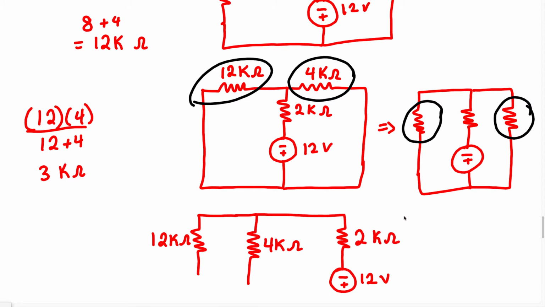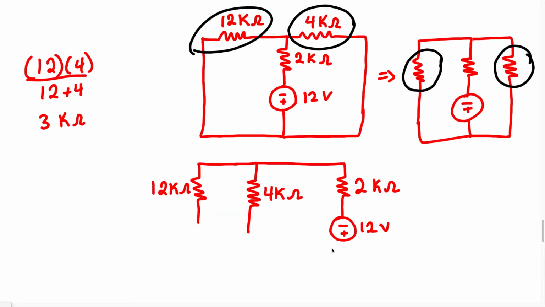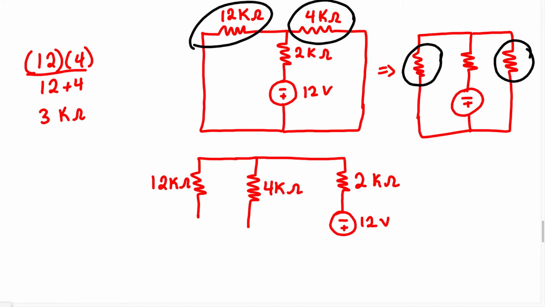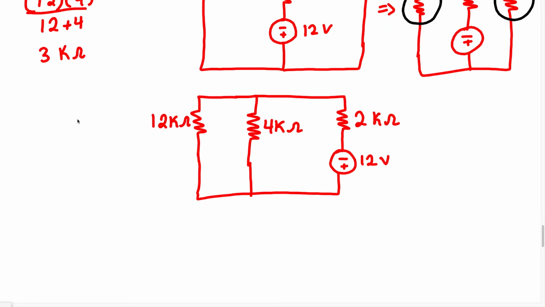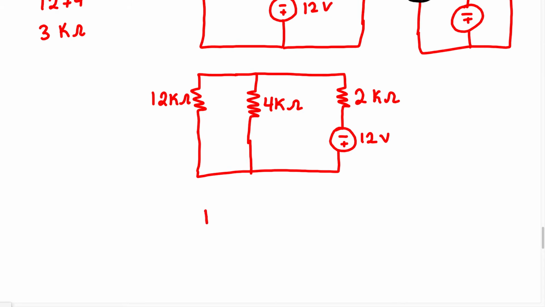So we just redrew this circuit to look like this, right? Same concept, because these resistors are all still in parallel. Now, once we found the parallel resistance of this, we actually got 3K. So I'm just going to redraw it once again. So we have 3K.